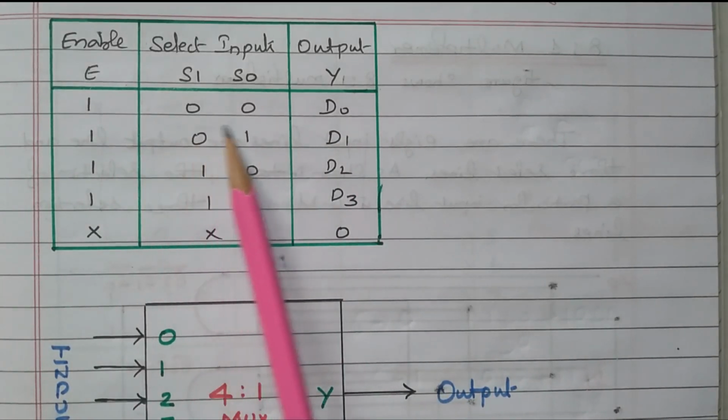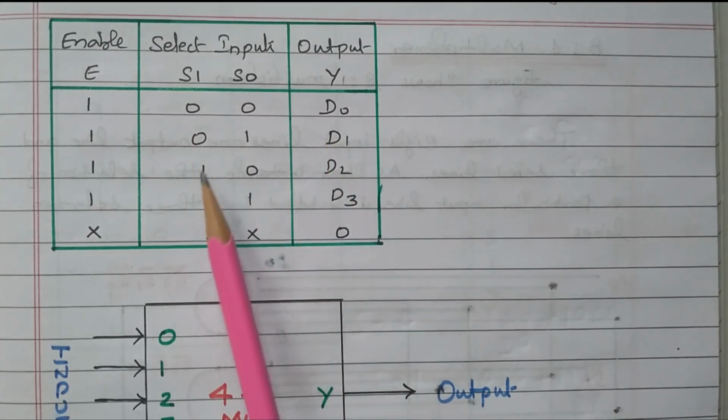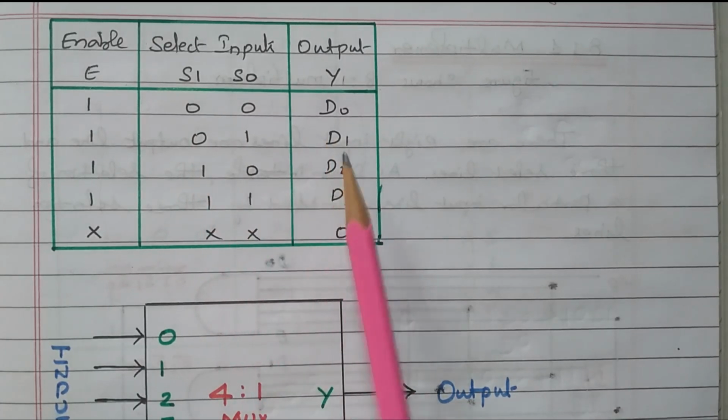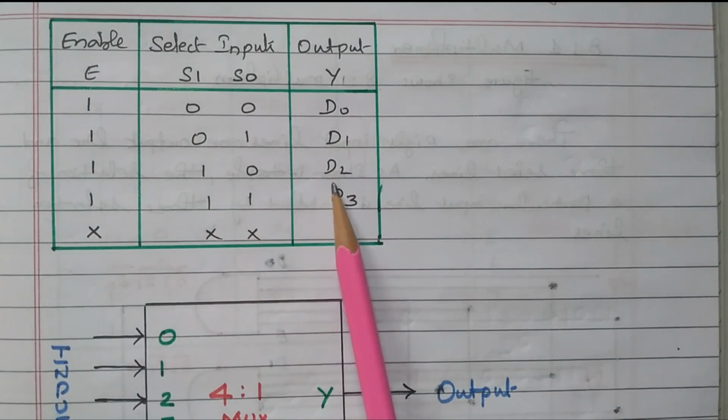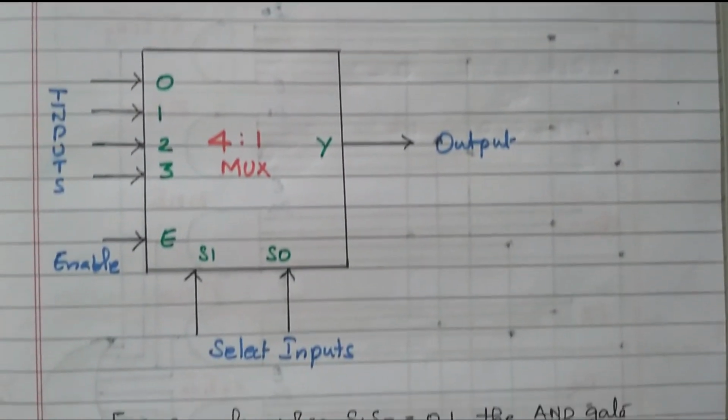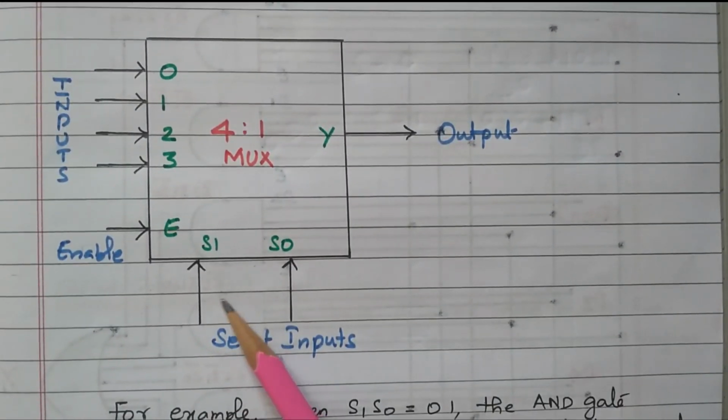Already we discussed. 0 0 means it will produce D0. 0 1 means it will produce D1. 1 0 means it will produce D2. 1 1 means it will produce D3. Right. So what we discussed is given as a truth table. So this is the block diagram.